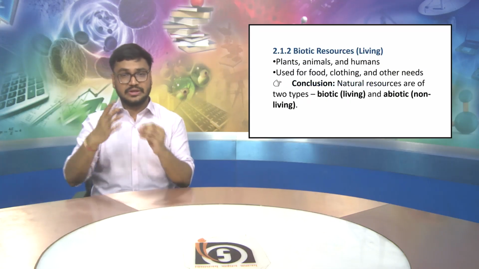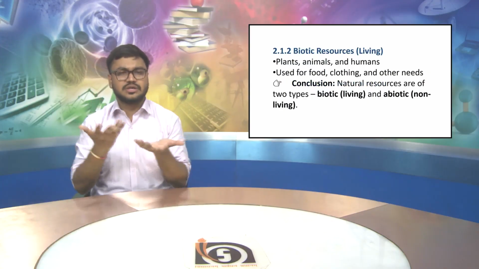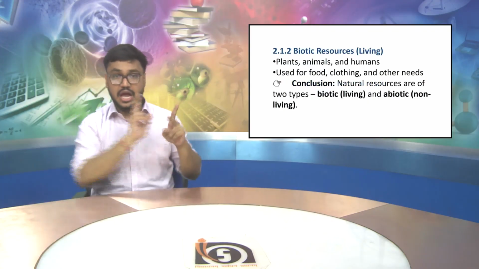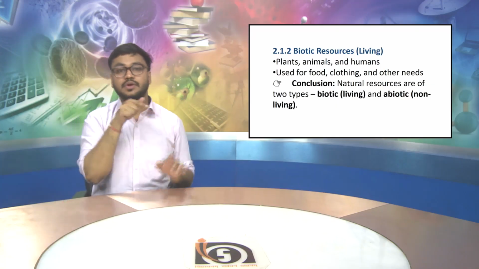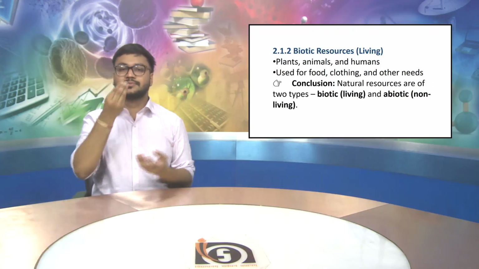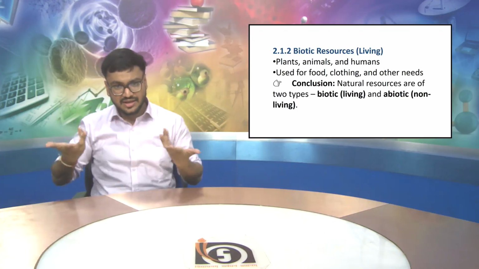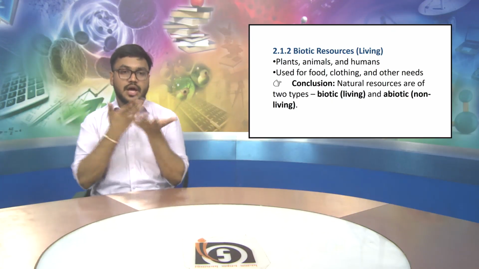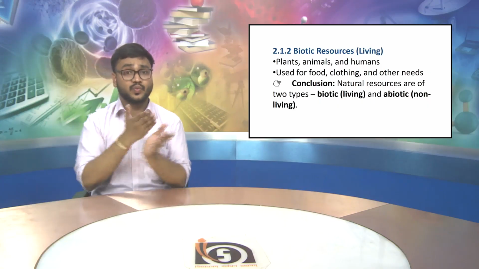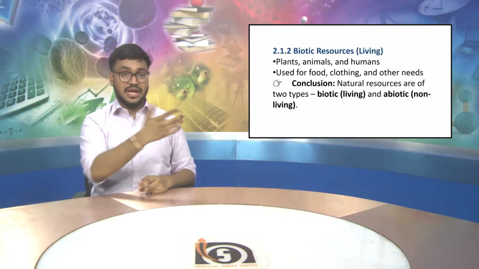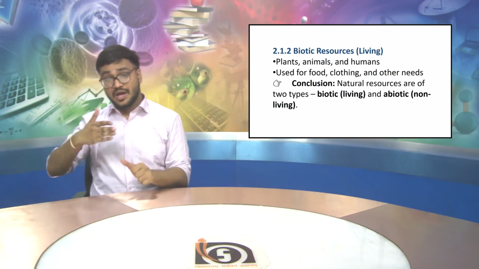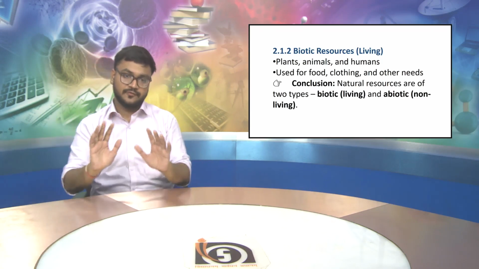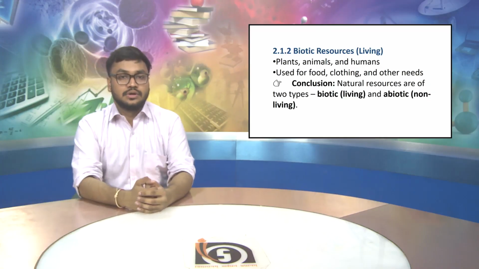Second, we also learned about biotic resources, which are living things. They include plants, animals and humans, and they are used for food, clothing and other needs also. So the conclusion we get is that natural resources are of two types, which are biotic and abiotic.